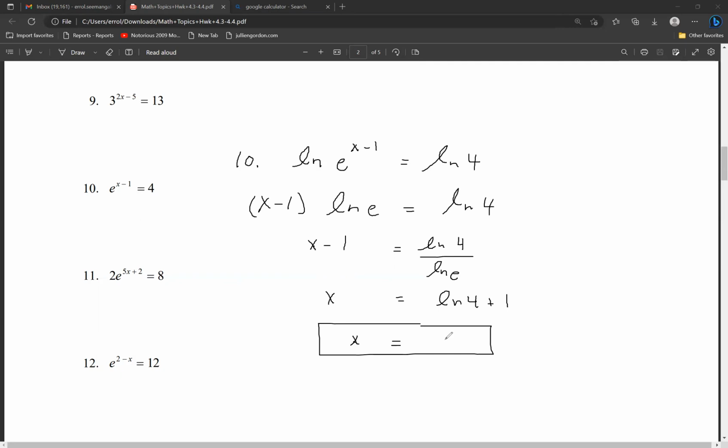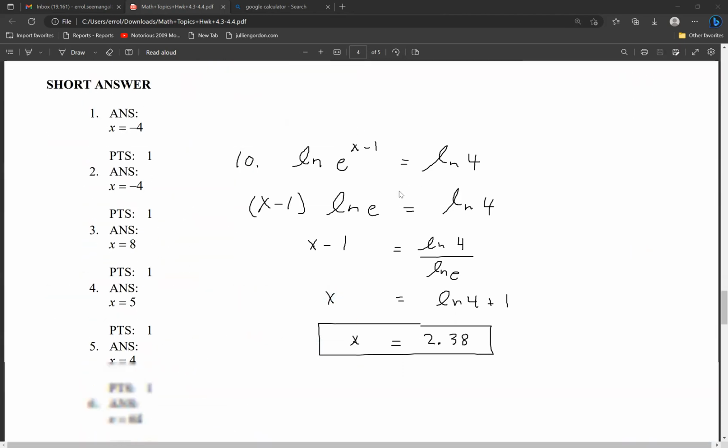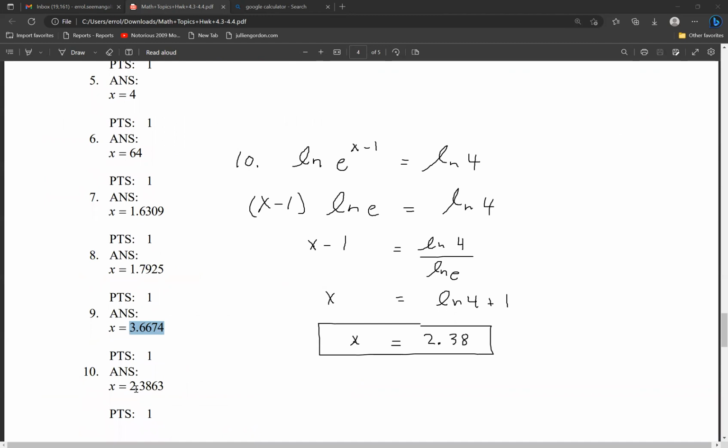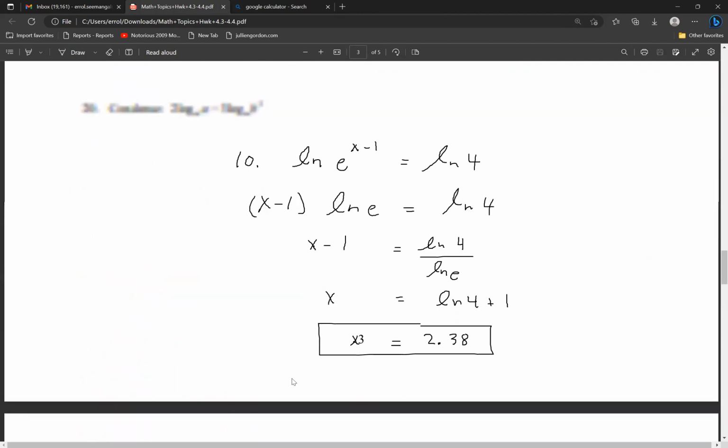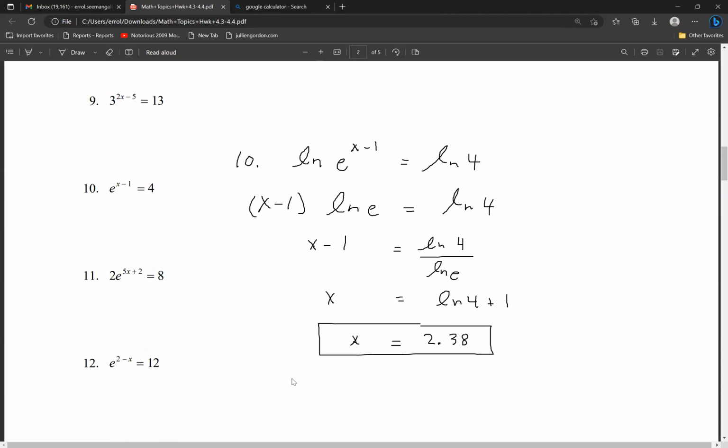4 plus 2.386. 2.38. Let's check that. That is number 10. 2.38. There you go. Okay. All right, that's number 10.